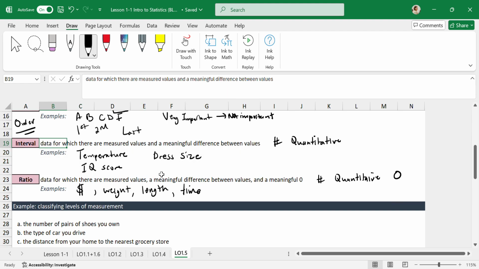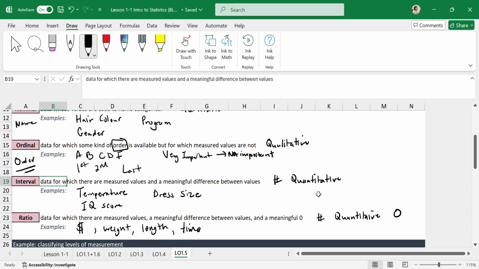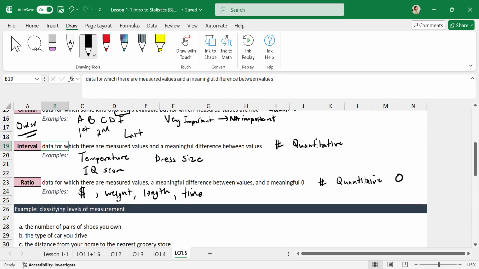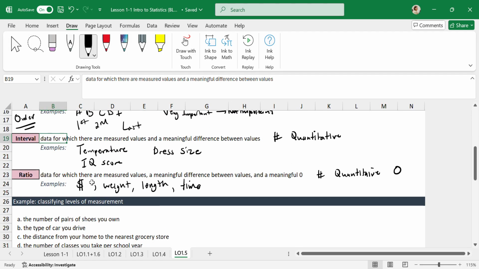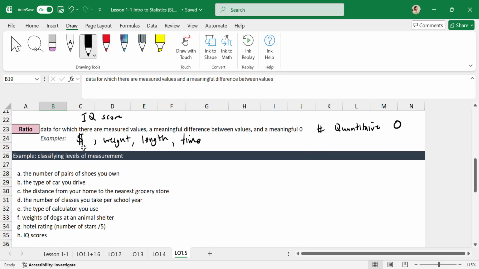Interval, like I said, is that weird one where there's not that many examples because it doesn't have a real 0. So to recap, nominal is qualitative where it goes into categories and the order doesn't matter. Ordinal, it goes into categories, but the order does matter. Interval, it's a number you measure, but there's no 0. And for ratio, it's a number you measure and there is a meaningful 0, meaning that when there's 0, you have none of it. Like if money, if you have $0, you have nothing in your bank account.